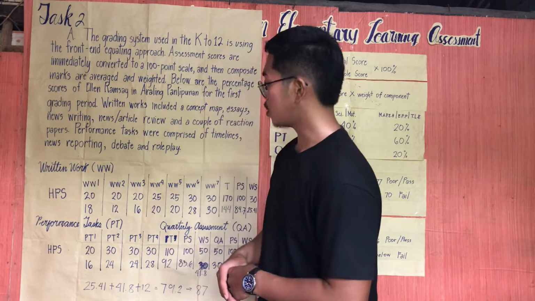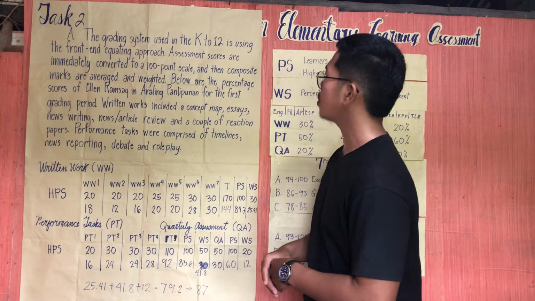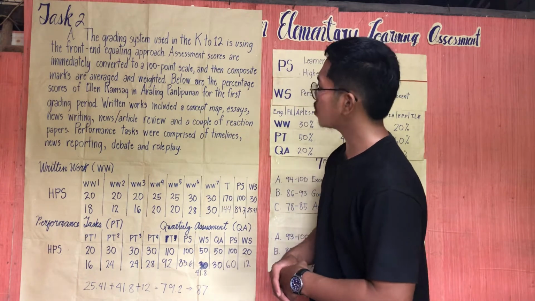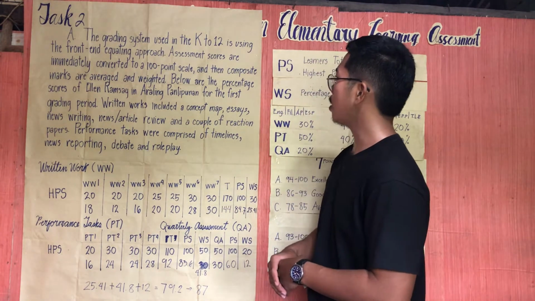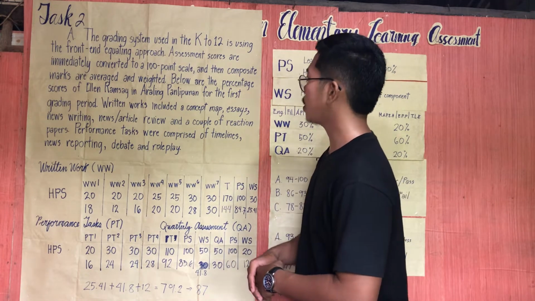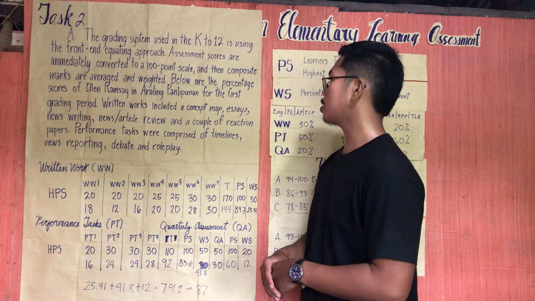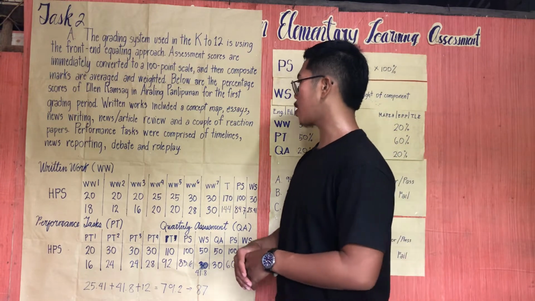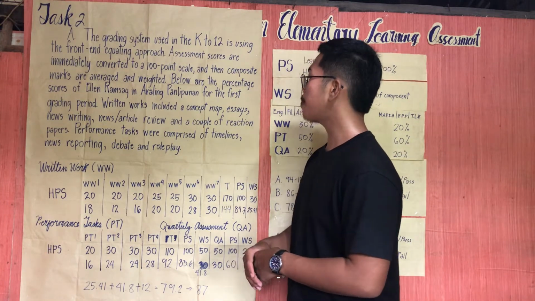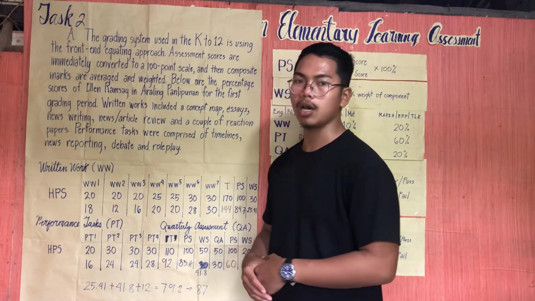2, Section A. The grading system used in K-12 is using the front-end equating approach. Assessment scores are immediately converted to a 100-point scale, and then composite marks are averaged and weighted. Below are the percentage scores of AiL1 in Araling Panlipunan for the first grading period. Written works included a concept map, essays, news writing, news or article review, and a couple of reaction papers. Performance tasks were comprised of timelines, news reporting, debate, and role play.